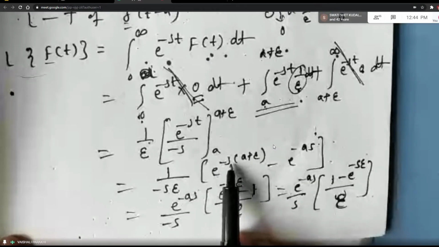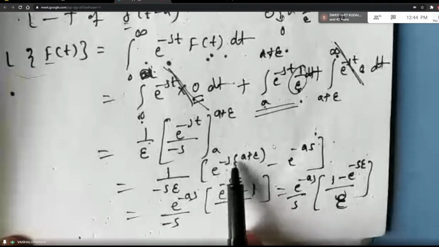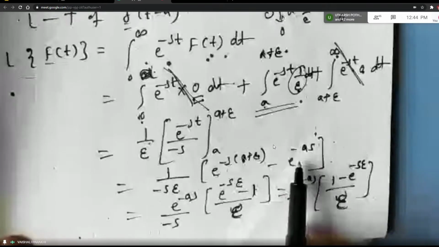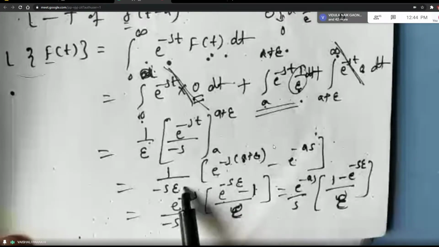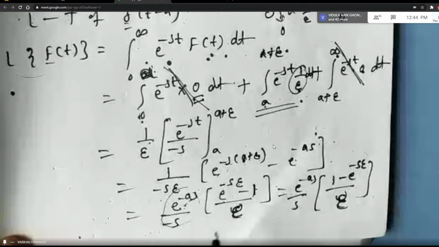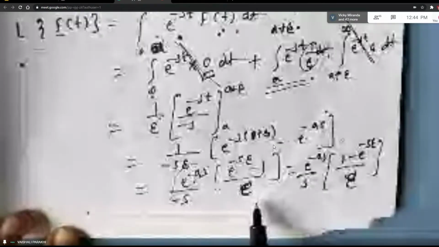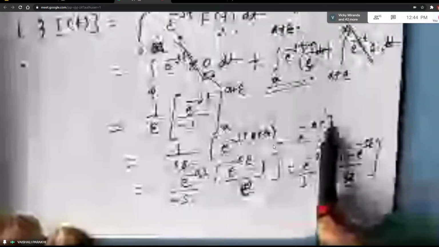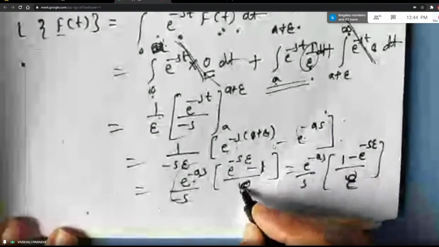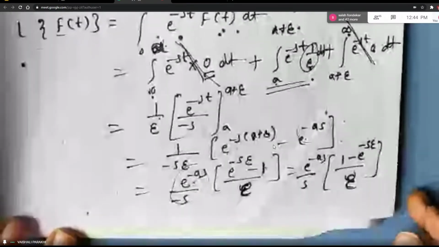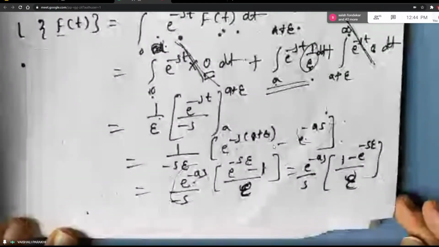Then by rule of indices, you can split this, no? e raised to minus a into epsilon and e raised to minus s into epsilon. So e raised to minus a into s will come out, which is common. And then this will remain: e raised to minus s into epsilon minus 1. Minus 1, why? Because this term is taken out. Now epsilon is taken here and minus s is kept out. So this is what you get after putting upper and lower limits, right?